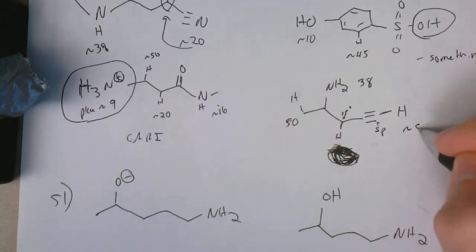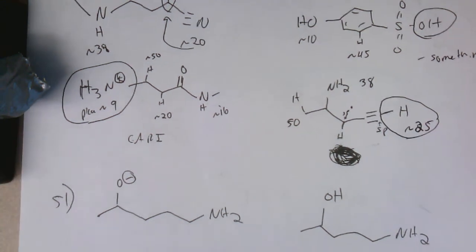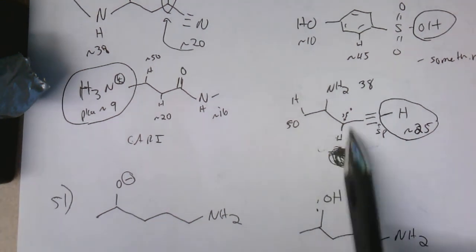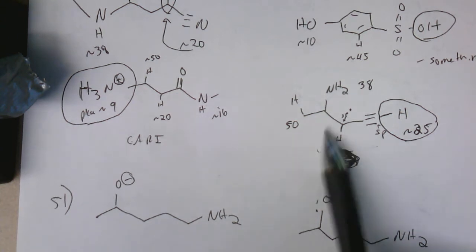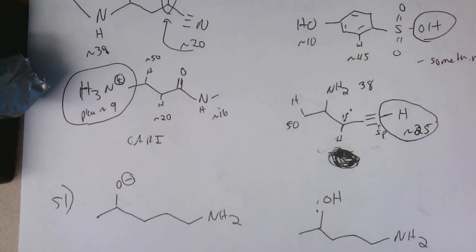This one, we know alkyne is about 25 for our pKa, so this is going to be the most acidic. This one, I don't know, it's maybe more like 30-ish or something, because this is less electron deficient than a carbonyl. Okay, moving on.